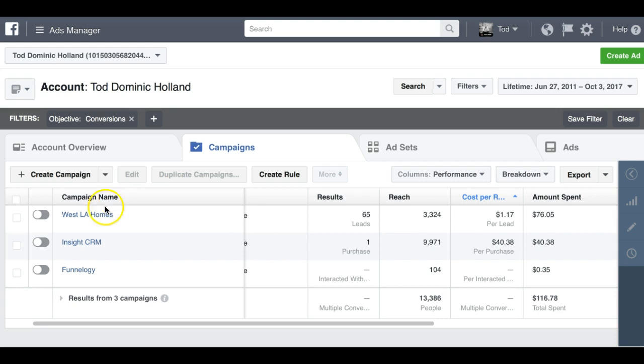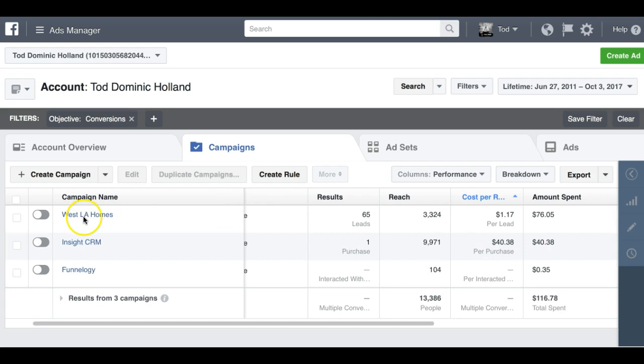Now, for this one right here, this is Insight CRM. This is $40 per purchase, which is a little bit high, but this is a very high ticket item that's running somewhere between $200 and $500 a month. So $40 per purchase is actually a very good deal because you're putting in $40 and you're getting out $200 a month, and something around a couple $1,000s a year.